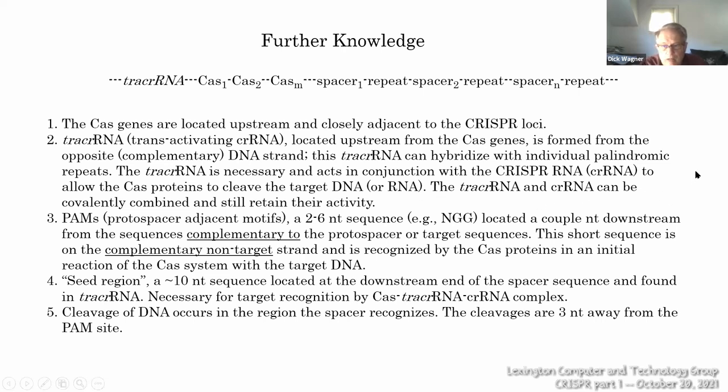Now, one of the big things that happened, if you remember a year ago, the Nobel Prize was given for CRISPR to two people, Emmanuelle Charpentier and Jennifer Doudna. One of their main contributions was that they could take tracrRNA, which was discovered by Charpentier, and covalently bind it to the CRISPR RNA. So they formed a longer polymer of these two, and it had the same activity as when they were separate, which is how it normally happens in bacteria. The tracrRNA and the CRISPR RNA are separate polymers when they are incorporated into the Cas protein system. That's one major feature here.